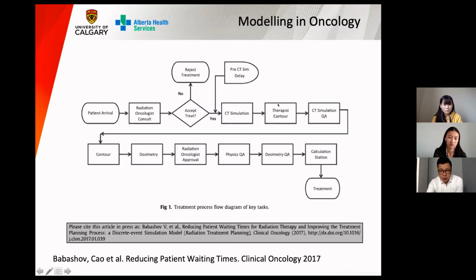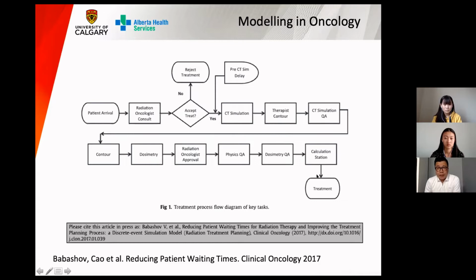Afterwards, we do some contouring of the breast and the organs at risk, such as the heart and the lungs, and then we do some quality assurance. I personally do some contouring. There's some dosimetry for the radiotherapy plan, and then I approve it. Physics does a quality assurance check. Dosimetry does a quality assurance check. It goes to the calc station, and then ultimately the patient takes treatment.